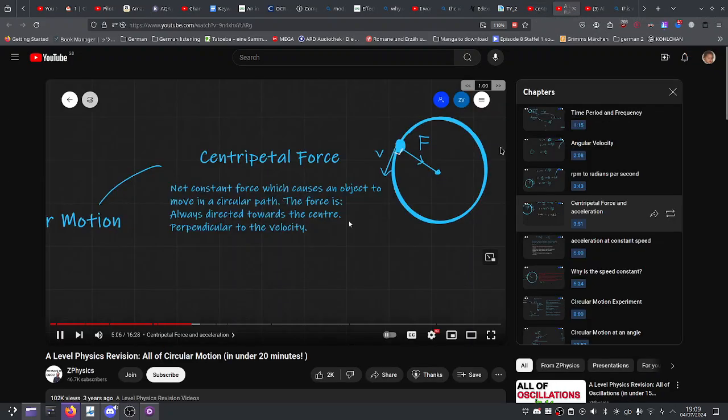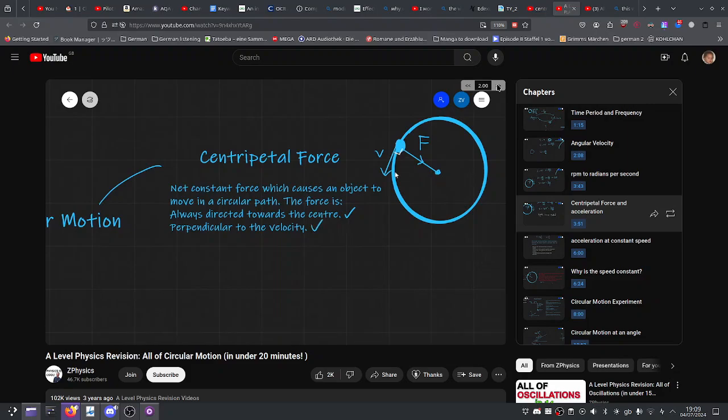Number one, it is always directed towards the center. And number two, it is perpendicular to the linear velocity of that object. Common examples of those forces are, for example, the tension, if you have something which is being rotated in a circle. It could also be the gravitational force, it could be the frictional force, etc. The formula for it is given by mv squared divided by r.